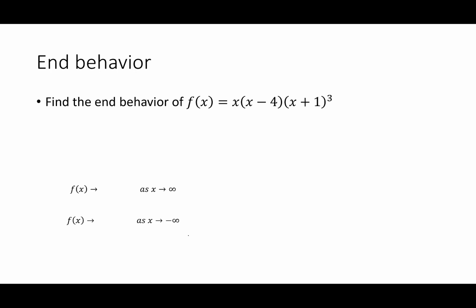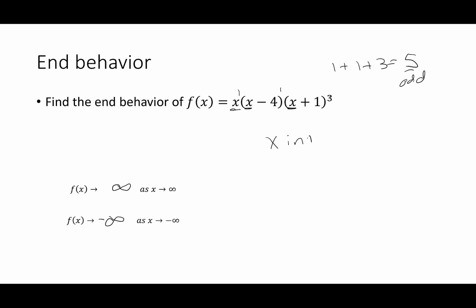I said find the end behavior of f of x is x times x minus 4 times x plus 1 cubed. So power 1, power 1, power 3. 1 plus 1 plus 3 is power 5. X is positive, x is positive, x is positive. So that says it's going up on the right. 5 is odd, which means that's going to be opposite, which will go to negative infinity.